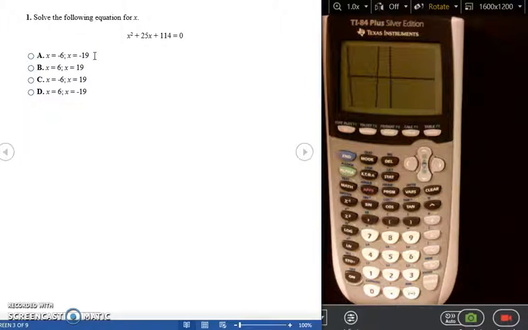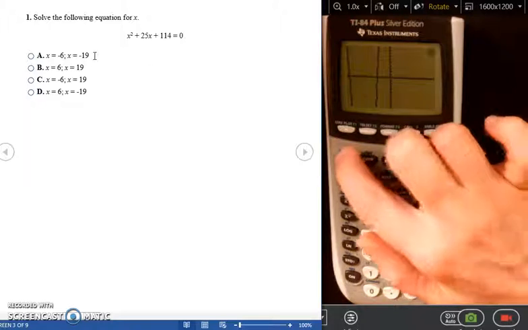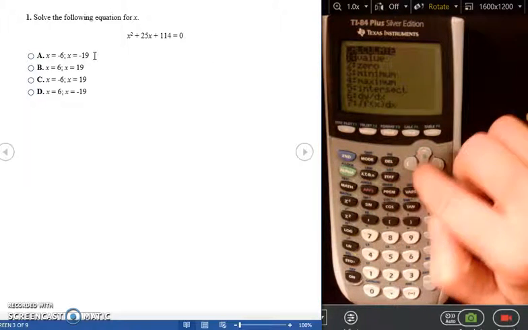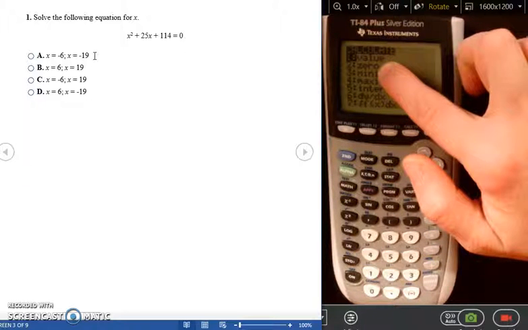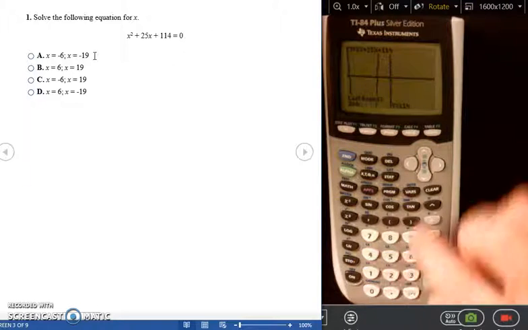And so this is how you can get the calculator to calculate that for sure, though. And so you want to calculate something, so you're going to use calc. And since it's in blue above a button, I have to press second calc. And I want to calculate a 0. A 0 is another name for an x-intercept. So I'm going to press 2.